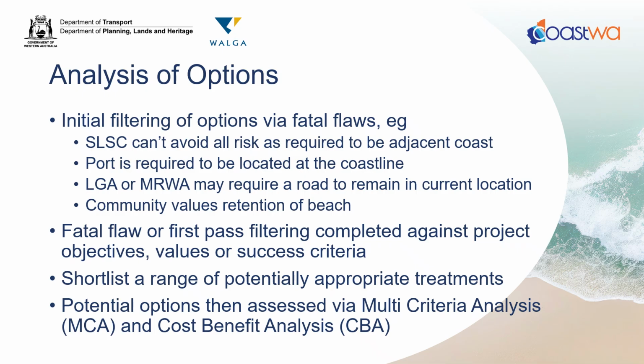So these consideration of any of these really critical objectives or values can filter out some of the options and just make sure, determine them to be unviable. So a fatal flaw or a first pass filtering is completed against our project objectives, our values or our success criteria. And from those, we filter out down to a short list of potential appropriate treatments. These potential options would then be assessed via a multi-criteria analysis or a cost-benefit analysis, for instance.